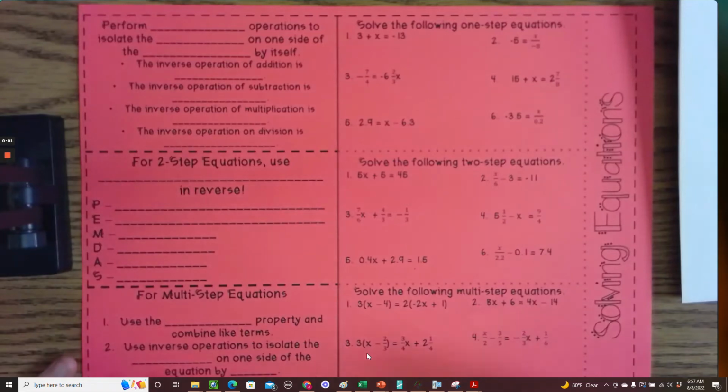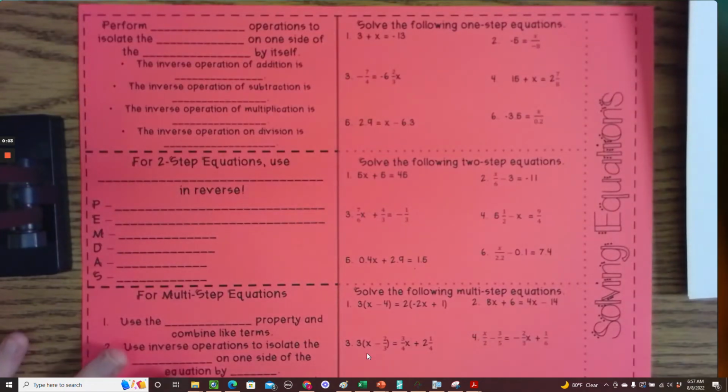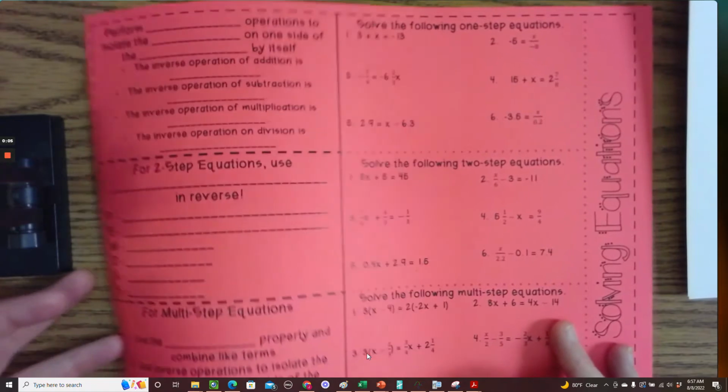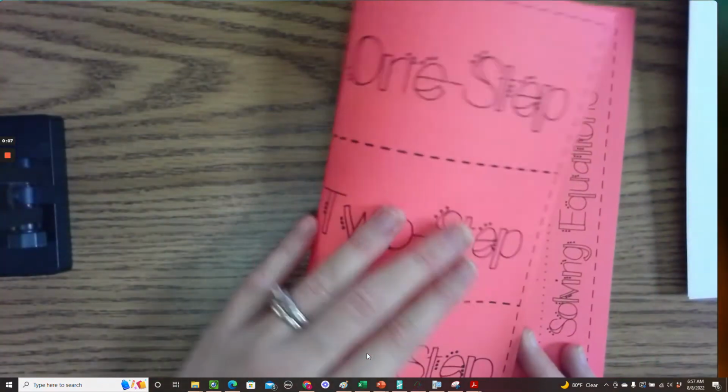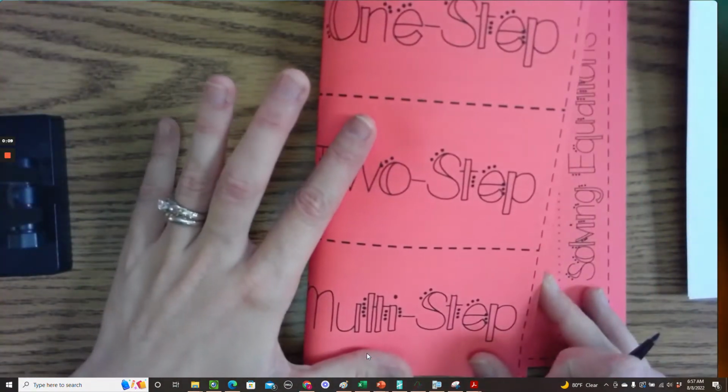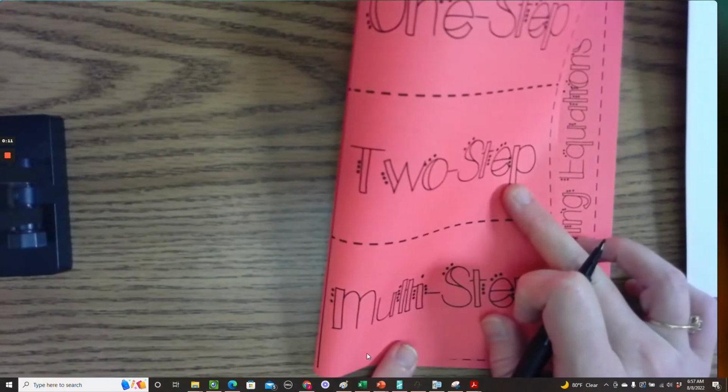This video is for the solving equations foldable. So we're going to start off and we're going to do one step, two step, and multi-step. What you'll see in algebra this year are typically multi-step.